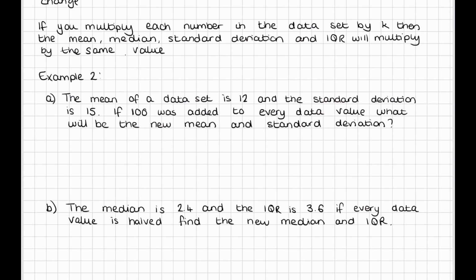Part A, the mean of a data set is 12 and the standard deviation is 15. If 100 was added to every data value, what will be the new mean and standard deviation? So the new mean, if we're adding 100 to every data value, it also means our mean will have 100 added. So our mean is 12 and we're adding 100 to everything, so we'll also add 100 to the mean, which means our new mean would be 112. And the standard deviation would stay the same, that would stay as 15, because we haven't changed the spread of the data. The spread of the data is exactly the same, we've just made all the numbers bigger.